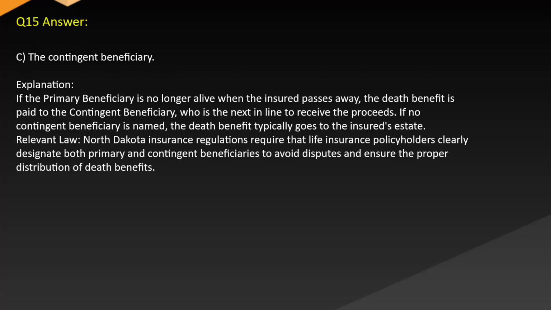Answer: C. The contingent beneficiary. Explanation: if the primary beneficiary is no longer alive when the insured passes away, the death benefit is paid to the contingent beneficiary, who is the next in line to receive the proceeds. If no contingent beneficiary is named, the death benefit typically goes to the insured's estate.